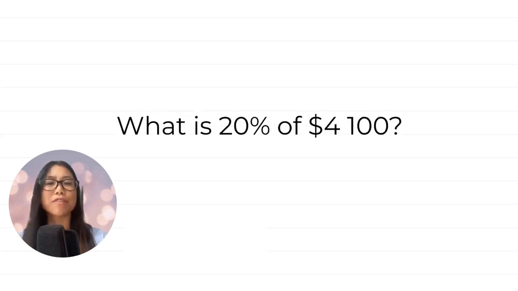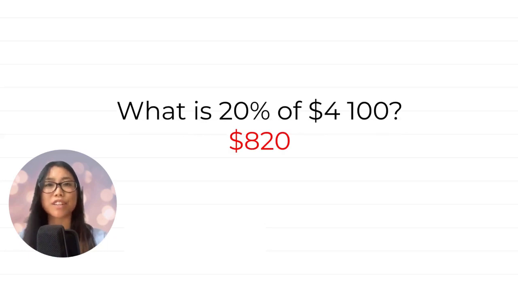What's 20% of 4,100? Remember, the strategy is the same. First find 10%, then double that. We have 820.